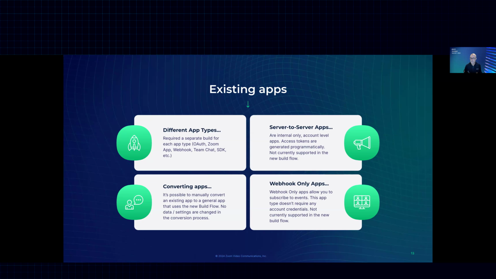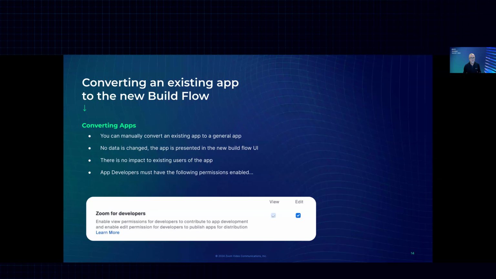Okay, so hopefully that makes sense. After this weekend, three options: general app, server to server, and webhook only. Now, any existing apps that you've already created, they won't be affected, but you won't be able to create new legacy app types. All right, so what does that conversion process look like? When you log into the marketplace and you go into manage your apps, you'll see all your created apps. The apps that are supported for conversion will have a start conversion button showing on the app.